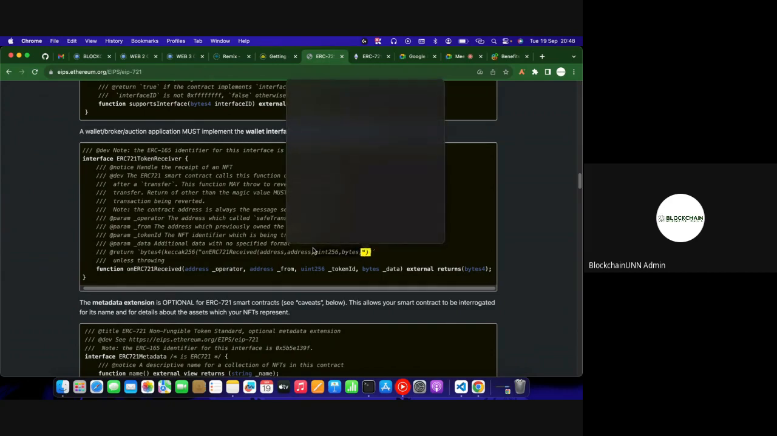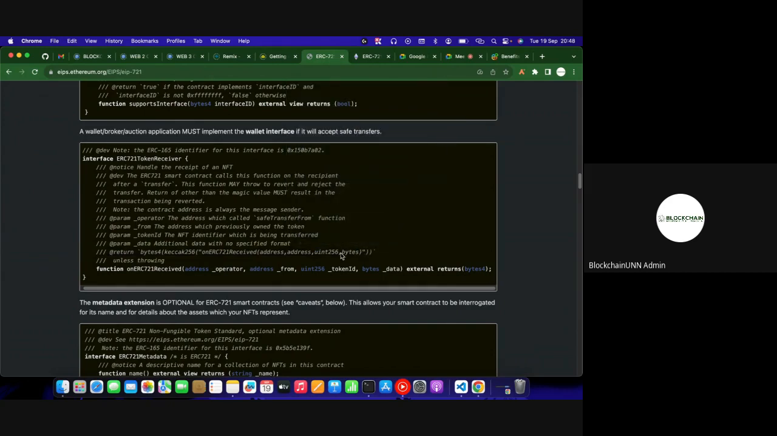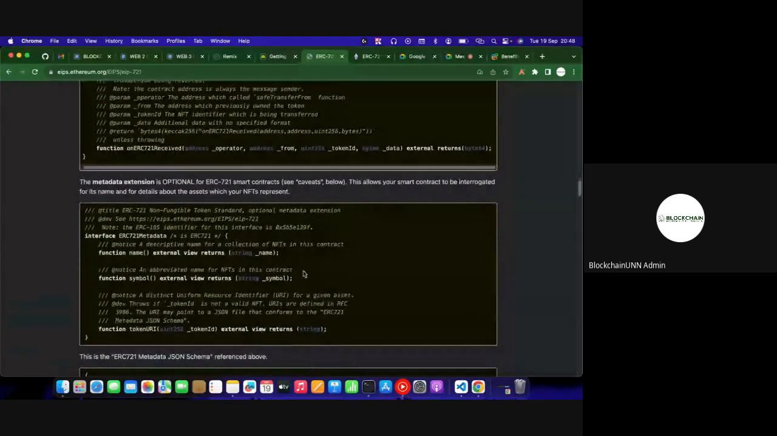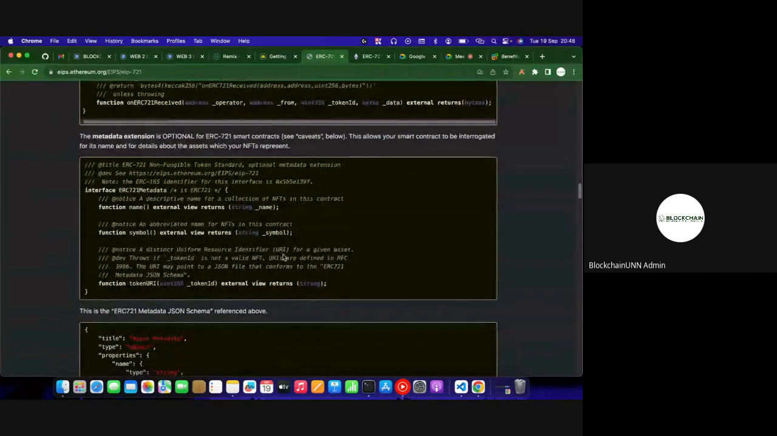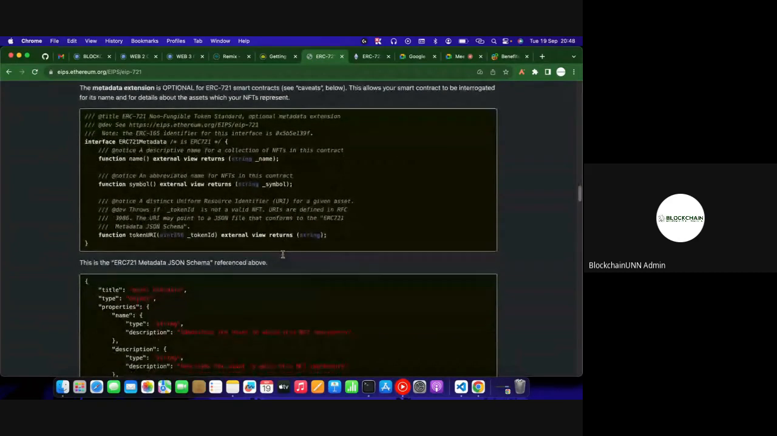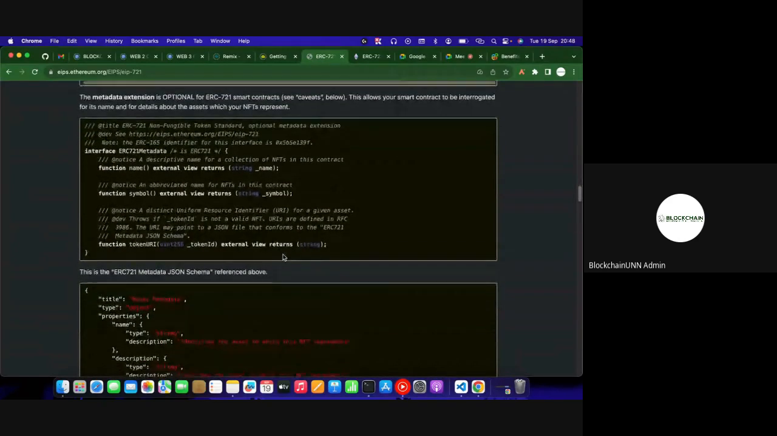So when returned, this is what informs the safe transfer from function that this particular contract or whatever it is has the ability to handle ERC 721 tokens. Now we have the metadata extension part, which is optional, but of course should usually be implemented, right?